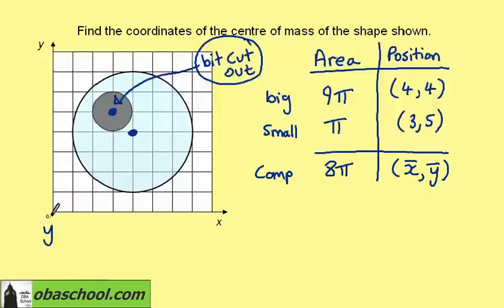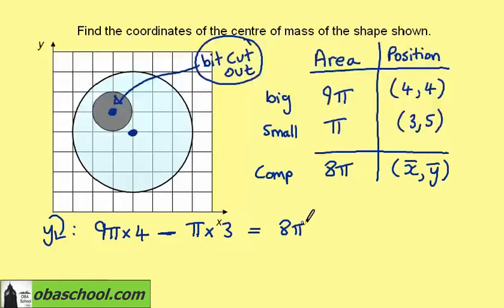To find x bar, we take moments about the y-axis. We have 9 pi times 4. Strictly speaking, a moment is the weight times the distance, but we know the weight is proportional to the area, so we can use area here. The other thing to note is that, of course, the x-coordinate of 4 gives the distance from the y-axis. Look at the diagram above. We then have minus pi times 3. It's a minus because we've cut the small circle out.